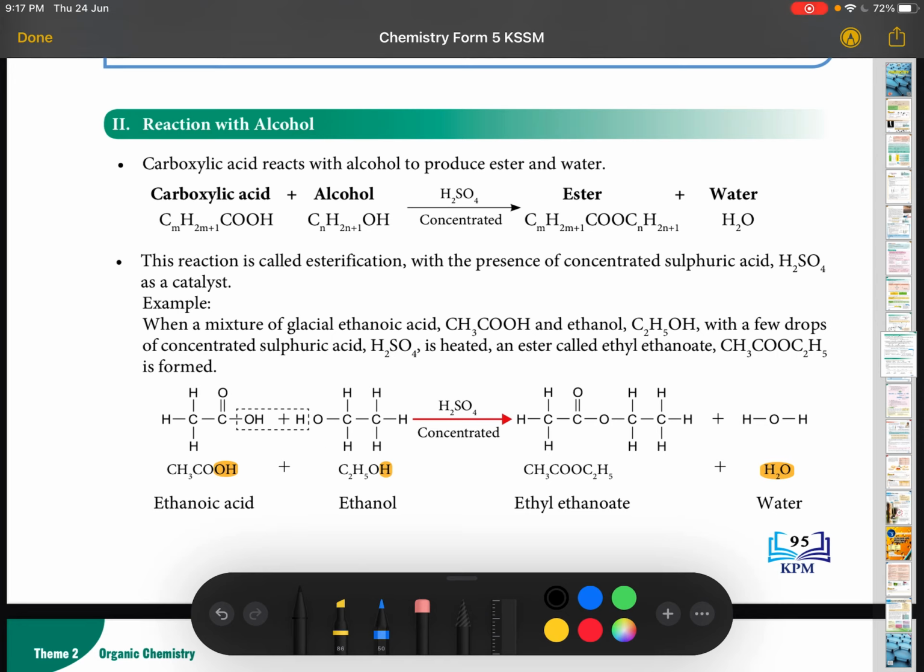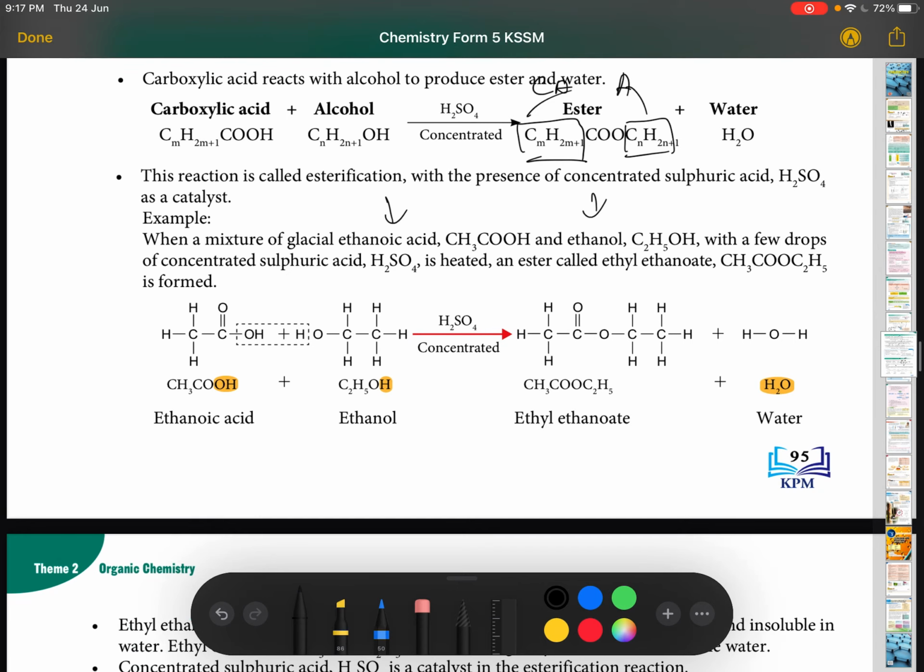The most confusing thing is how do you name it? First of all, this thing on the left is carboxylic acid, and this thing on the right is alcohol. But when you name it, you name the alcohol first and then the carboxylic acid. For example, if you have ethanoic acid and ethanol, and you react them together, then you will get ethyl ethanoate.